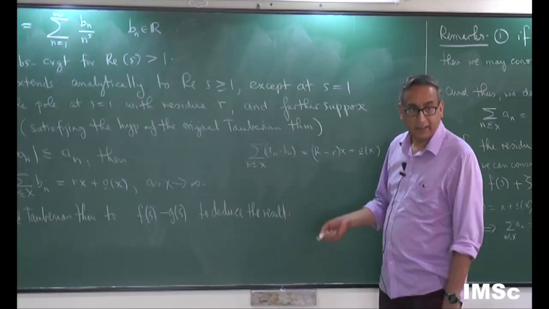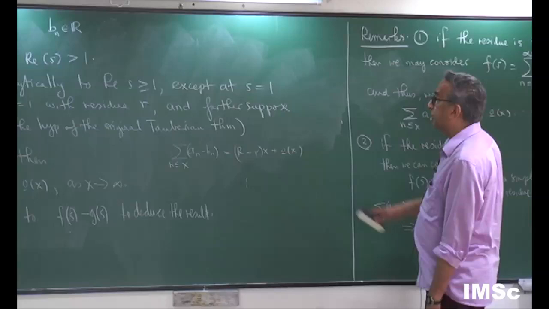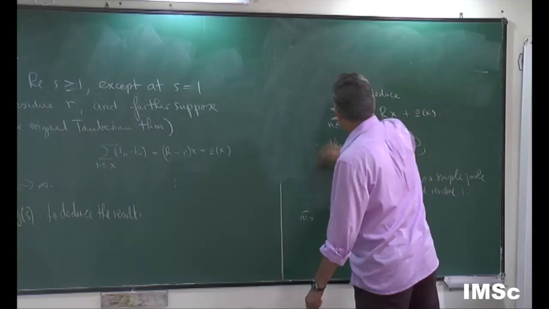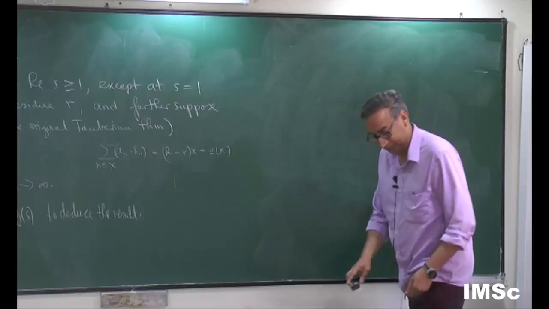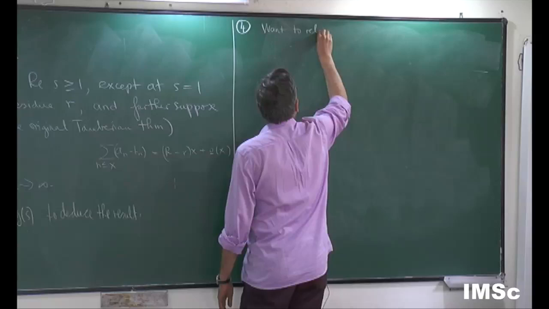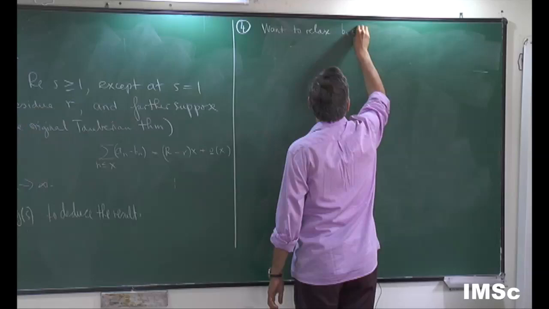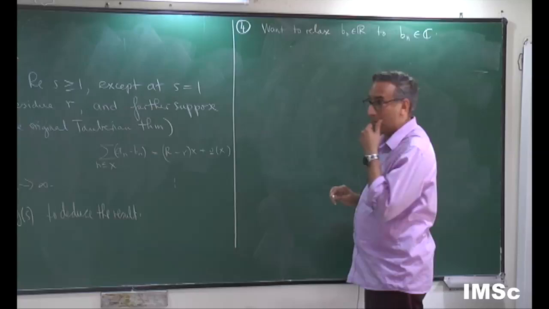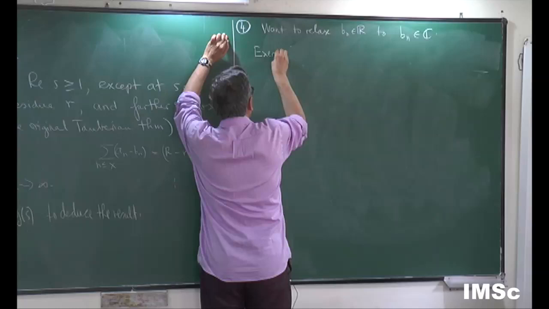Now, as I said, I want to relax this condition to B sub n's complex numbers. Number four, want to relax Bn real to Bn complex numbers. And in order to do that, you need to do a little bit of an exercise, which I will leave, because it can actually be done in your head.